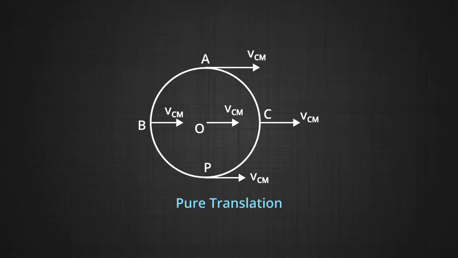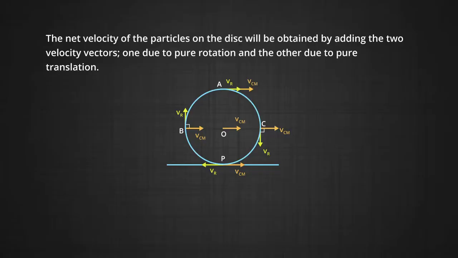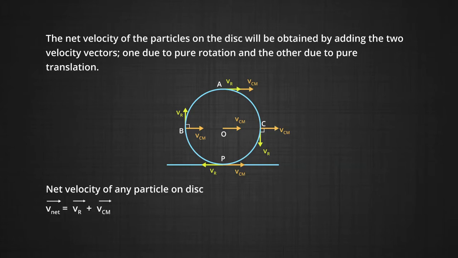The linear velocities of the particles with appropriate vectors have been shown in the figure for points A, B, C, which are on the rim of the disc. Now, we will consider a disc whose translational motion is superimposed with rotational motion, as we were discussing prior. The net velocity of the particles on the disc will be obtained by adding the two velocity vectors, one due to pure rotation and the other due to pure translation. That is, the net velocity of any particle on the disc is V net equals Vr vector plus Vcm vector, where Vr is due to rotational motion and Vcm is due to translational motion.